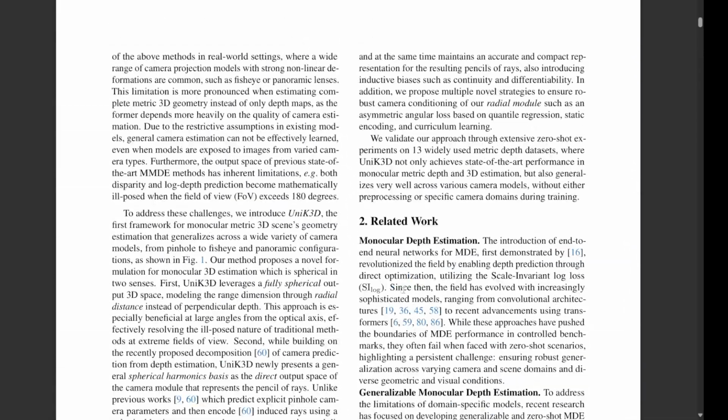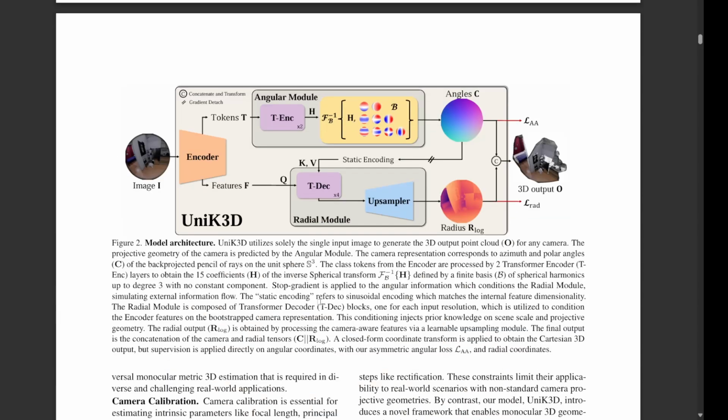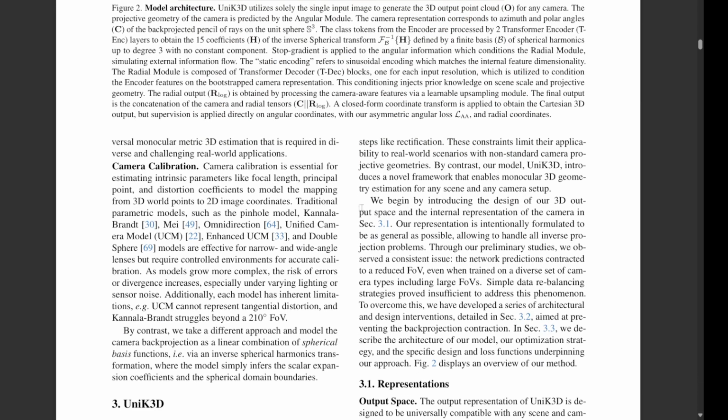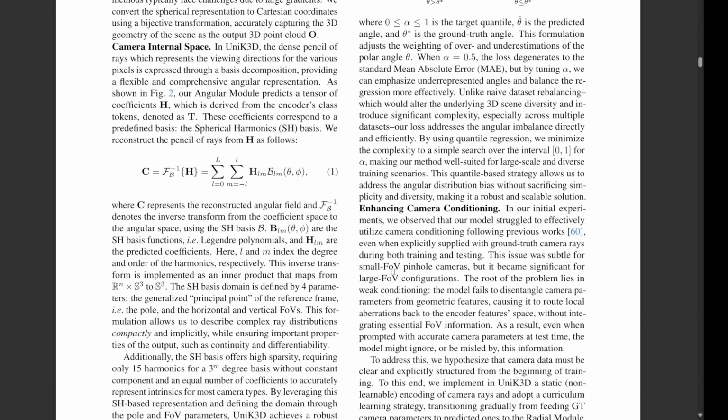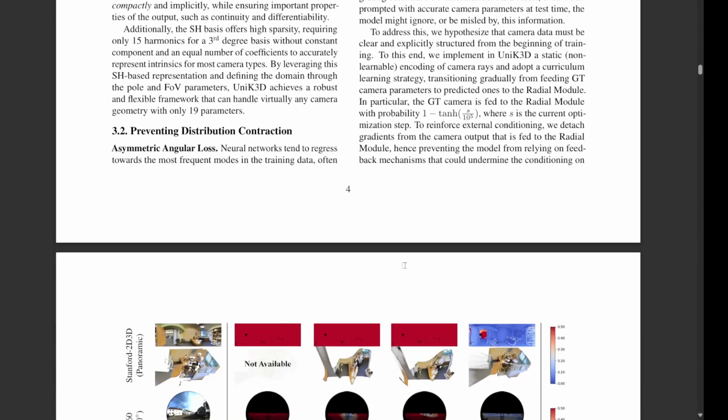Precisely. This conditioning step is vital. It injects the specific projective geometry derived from the SH coefficients into the process of estimating the distance along each ray. It forces the distance estimation to be aware of the camera's properties. So the angular module figures out the camera geometry, angles, passes that info to the radial module, which then uses that geometry, plus the image features, to predict the distance along each ray.